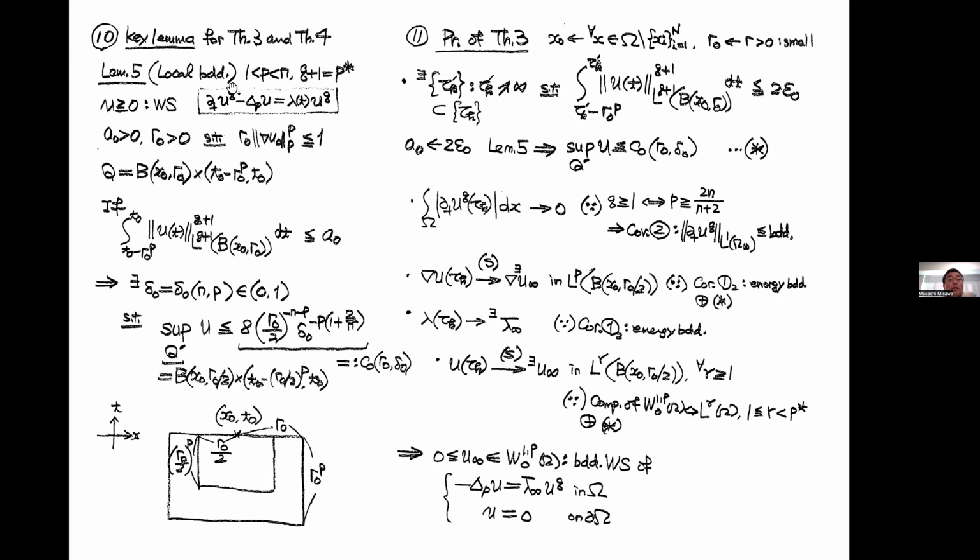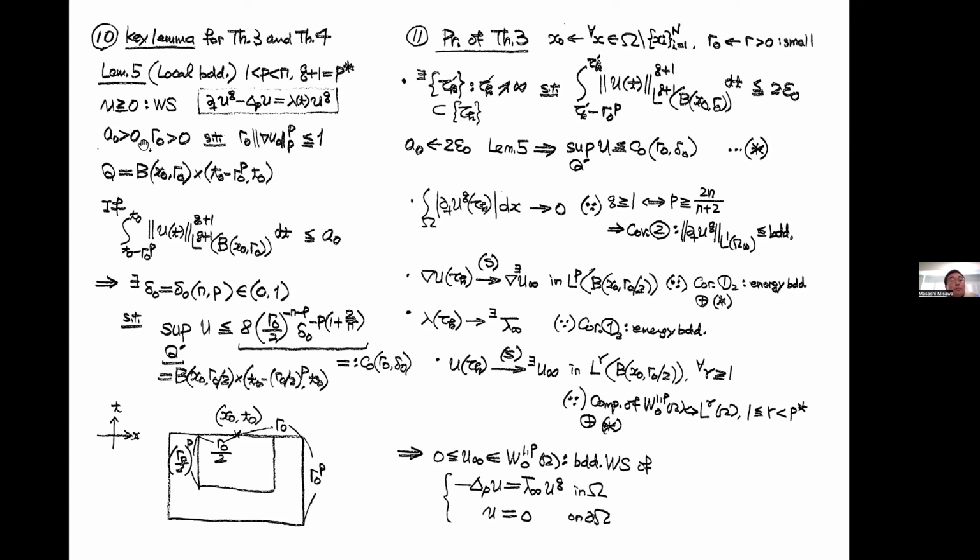So now I would like to show you the local boundedness result for our equation. Suppose that p is larger than 1 and less than n. Sobolev critical case, q plus 1 is equal to p star. And now we suppose u is a non-negative weak solution of our double nonlinear parabolic equation.